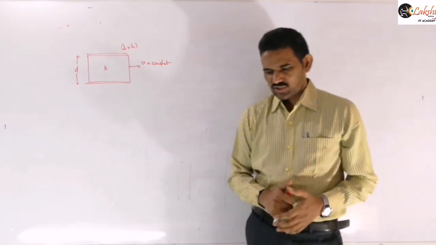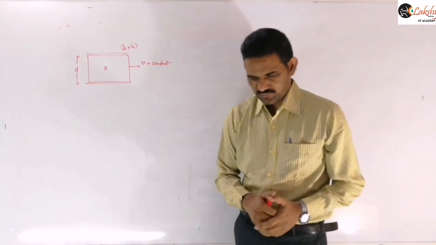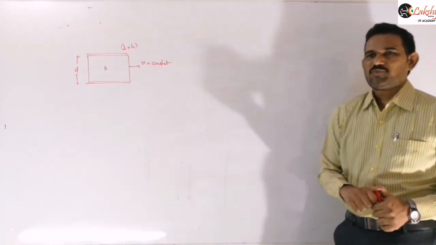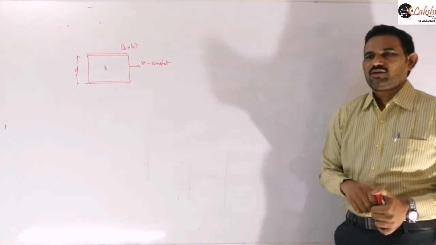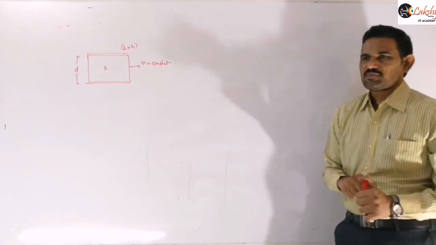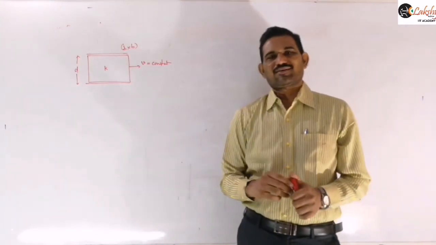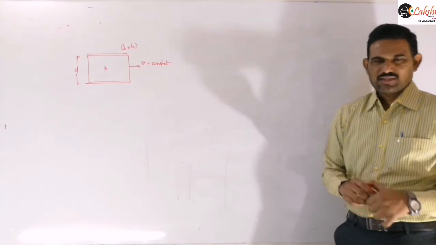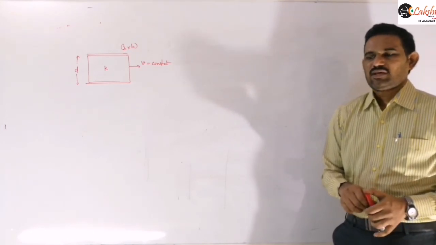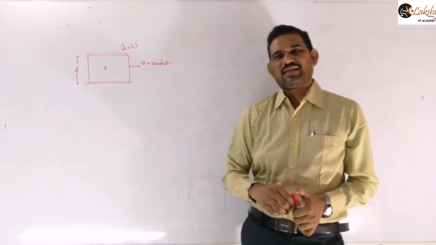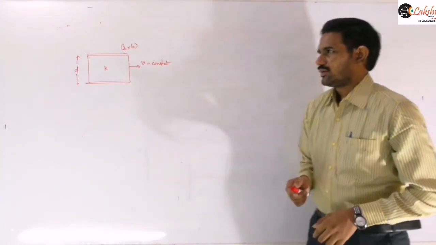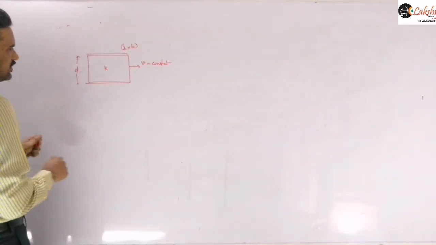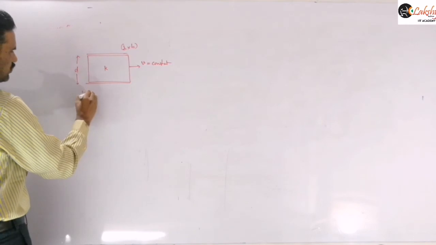At t equal to 0, the dielectric is slowly pulled out with the constant speed v. Then find the capacitance of the capacitor at any instant of time. So this is at t equal to 0. This is our situation here.